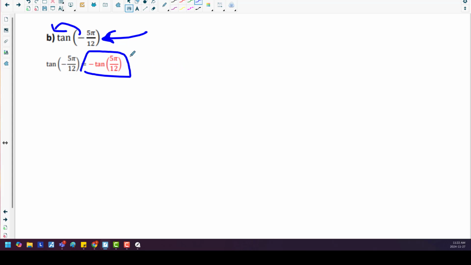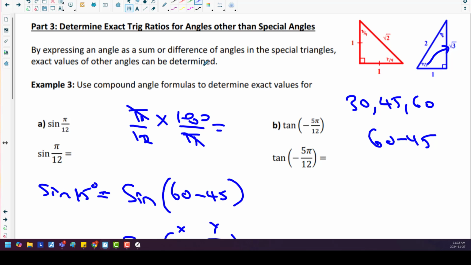So in this case, tan is an odd function. Just take the negative out. We have negative tan 5 pi over 12. Now what? Well, what is 5 pi over 12? Like, what angle is that? How do we use that? We need our special triangles. Let me get our special triangles.